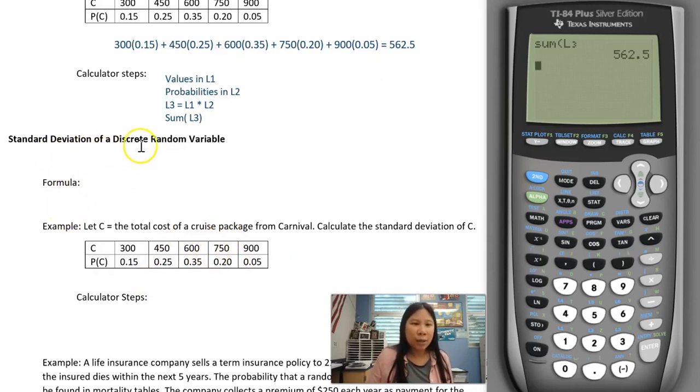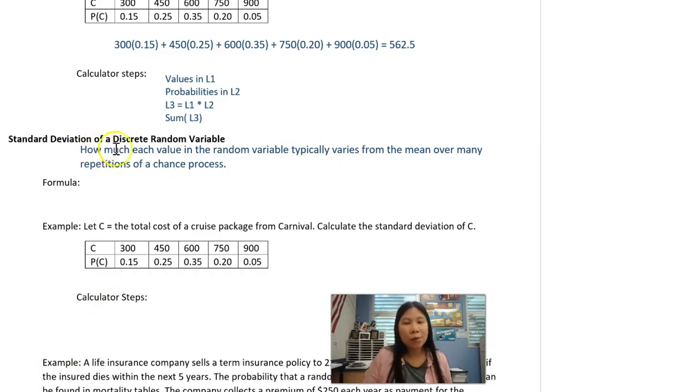So when we talk about standard deviation and what it means, we're really talking about how much each value in the random variable typically varies from the mean over many repetitions of a chance process. So again, we're talking about the standard deviation as something that happens after we do things a lot of times, whatever chance process it is. But standard deviation is talking about how spread out things are, how much it typically varies from the mean. How much is it different from the mean?